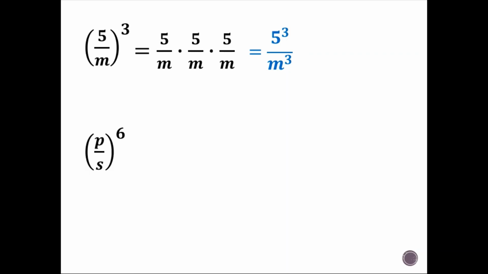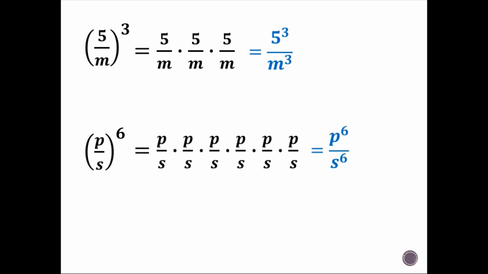Same is true if I have this expression, the cube of the quantity 5 over m. We expand it, so we see 3 5 over m's, and when we simplify, that becomes 5 cubed over m cubed. Also, if I have the quantity p over s raised to 6, we will see 6 p over s's. And then simplifying them, we will have p raised to 6 over s raised to 6. So that mathematically now, we define it as if I have the quantity a over b raised to x, we can just simplify it as a raised to x over b raised to x.